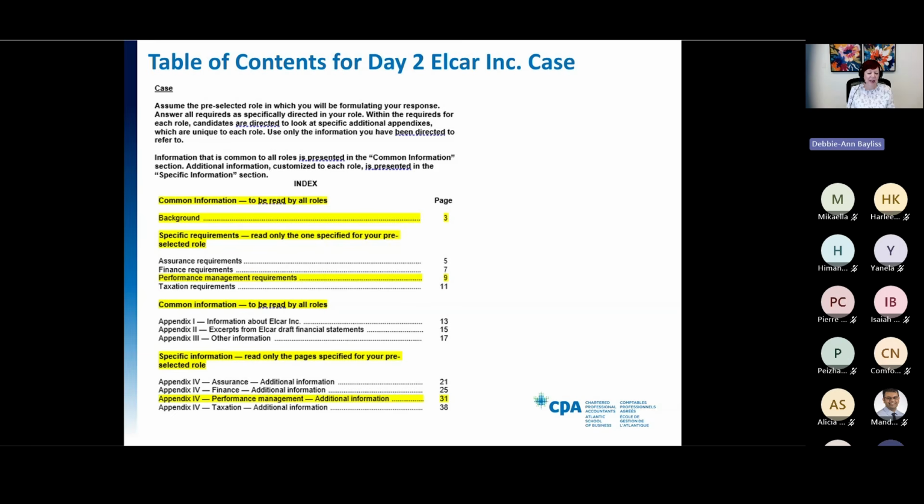And you'll notice that they're sorted alphabetically. So only focus on your specific role. I've highlighted performance management requirements because I'm going to go through those requirements today. Then you also have specific information, so specific appendices for your role.